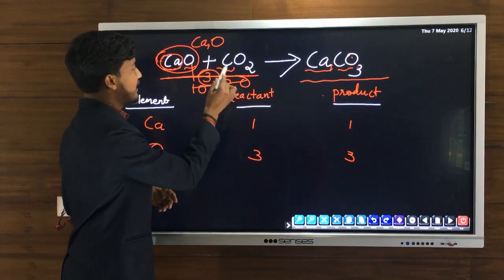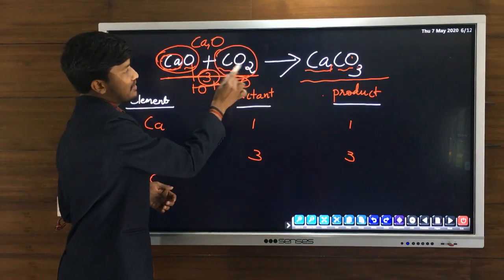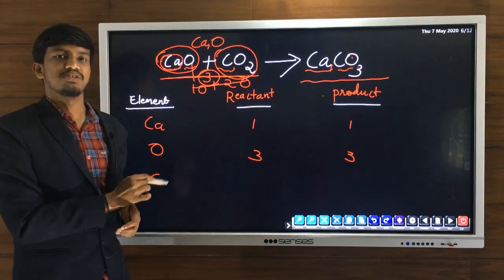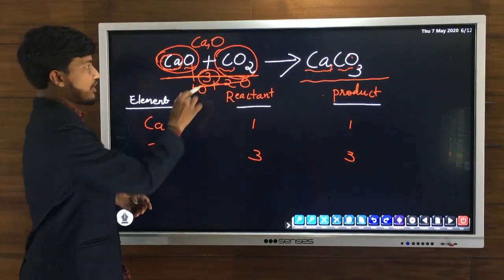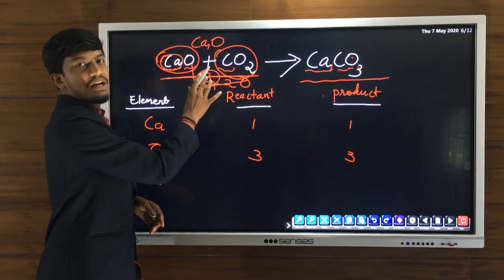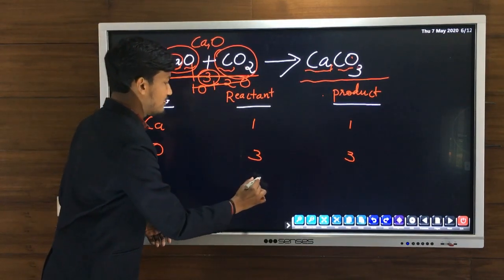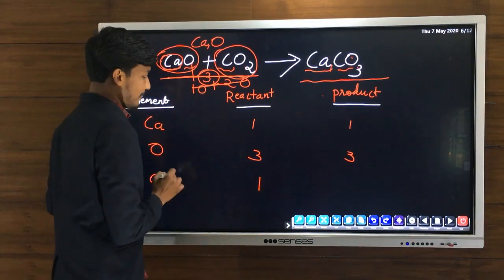Then where is carbon in the reactant? See, in carbon dioxide there is carbon. And CO2 means C1O2. So number of carbon atoms on the reactant side is only 1. So carbon appears only in CO2. Number of carbon atoms on the left side is only 1. So number of carbon atoms on the reactant side we have 1.